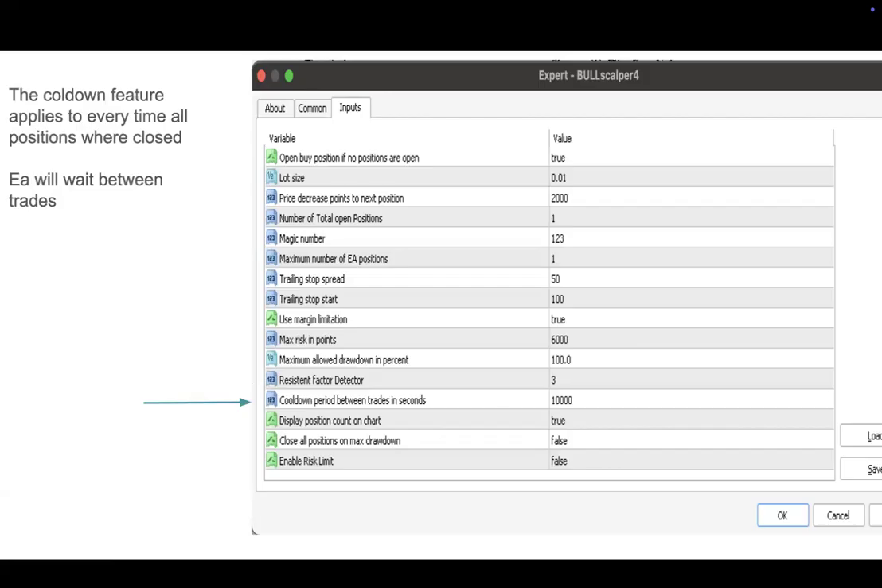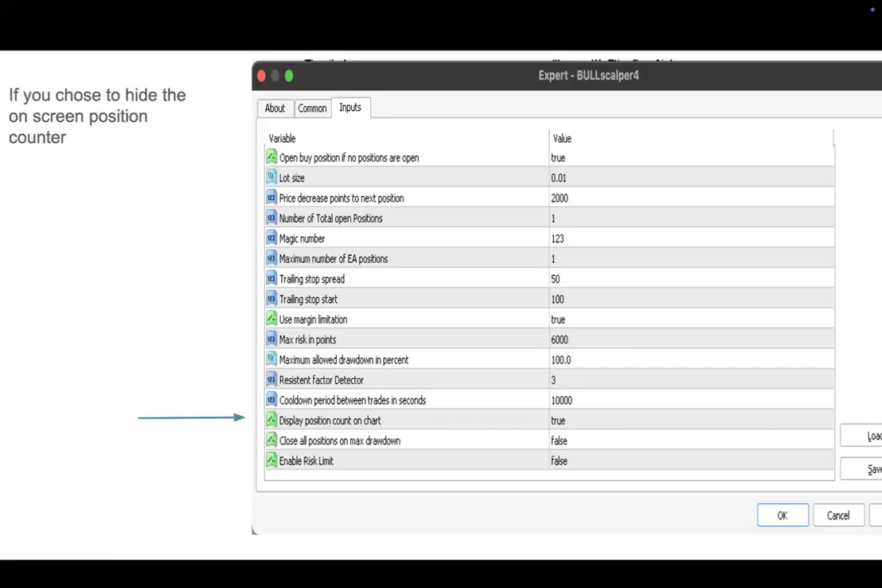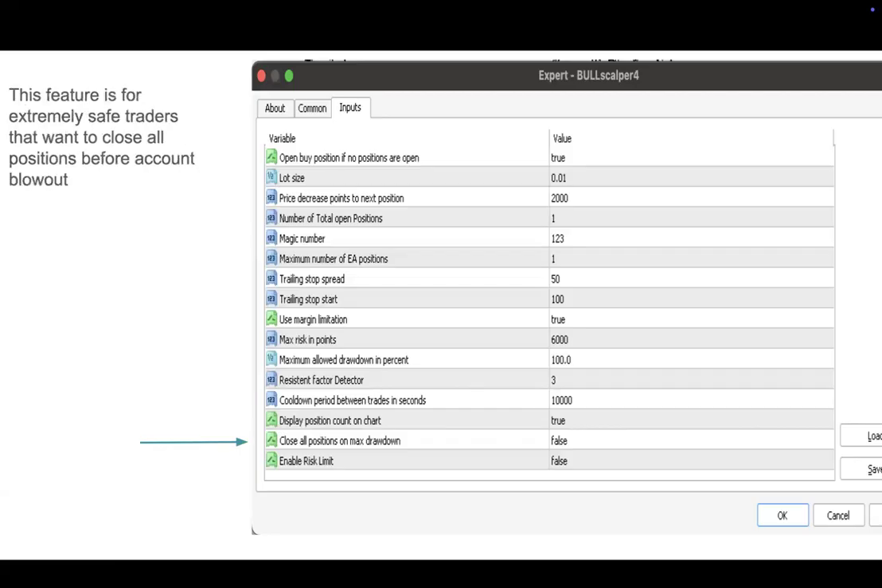So the cooldown between trades: if all positions close, the EA will wait before a new cycle will appear. You can use it to see the positions. And this one is if you can also set a really hard safety measure.